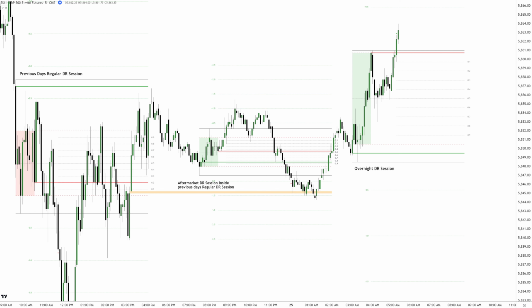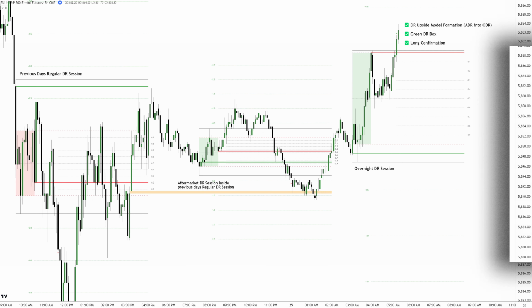The day started with the aftermarket DR session within the previous day's RDR session, which I refer to as the DR range contraction model. The relationship between the ADR and ODR points towards a DR upside model, and with a green DR box and long confirmation, we can start to look for confluences that support a long trade.